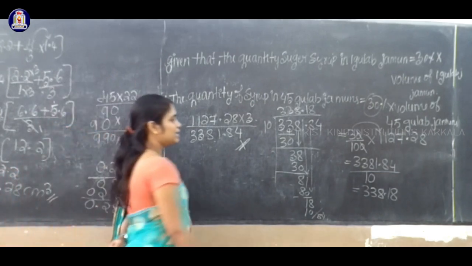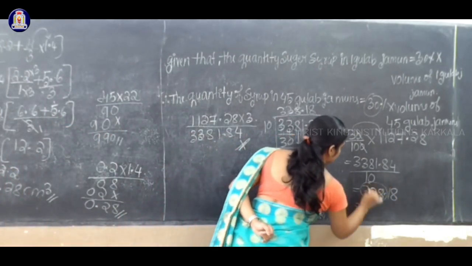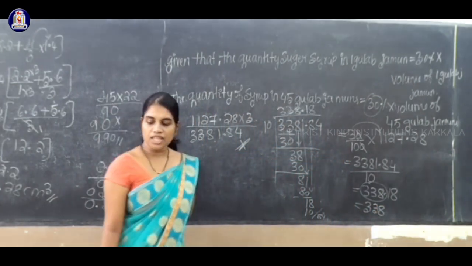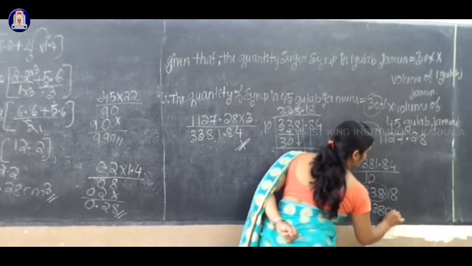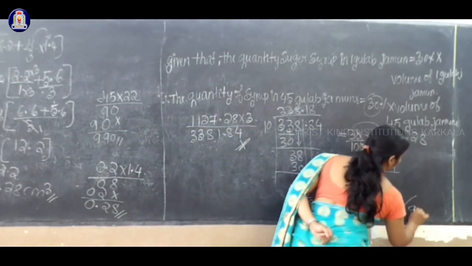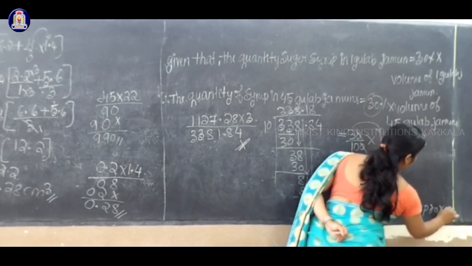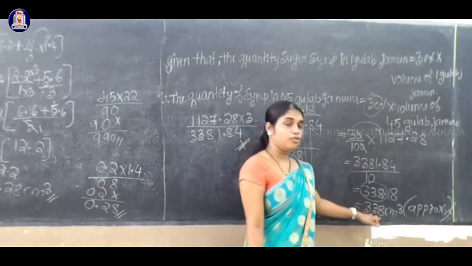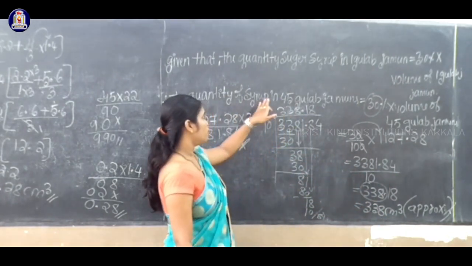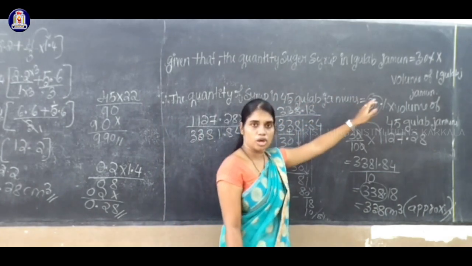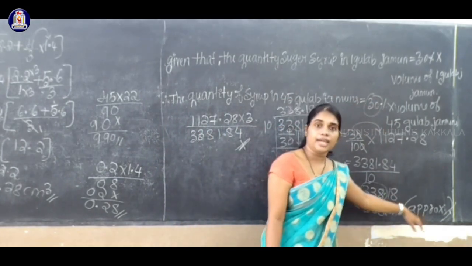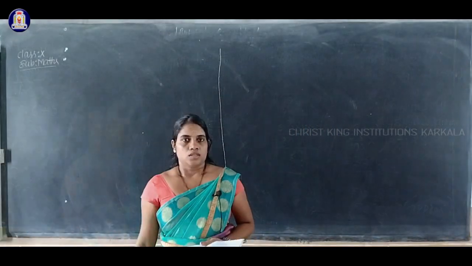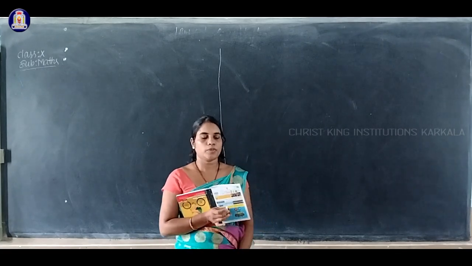So therefore I will consider the approximate value is 338 cm cube. Okay. 338 cm cube. This is your approximate value. So therefore what is the quantity of syrup in 45 gulab jamun equal to how much? 338 cm cube. Okay. This is the answer. So next I'll consider the fifth problem.